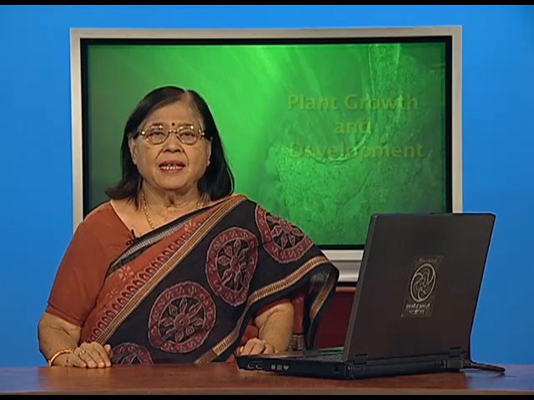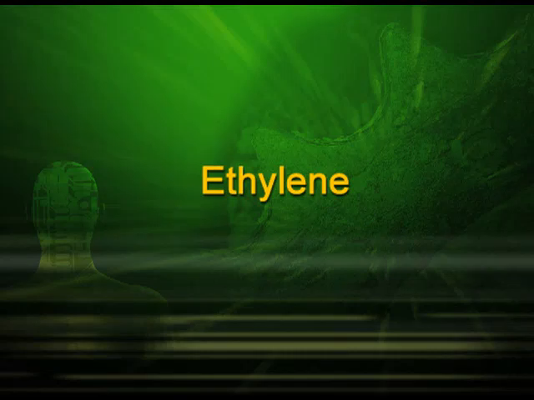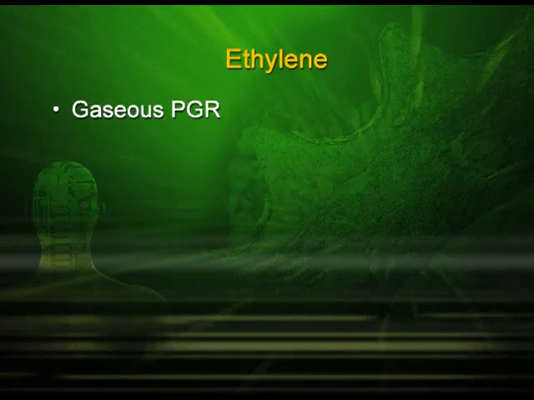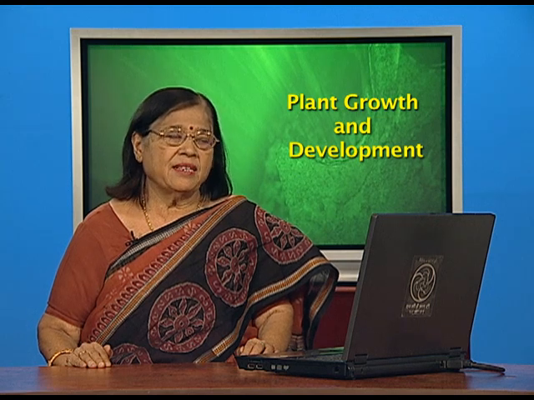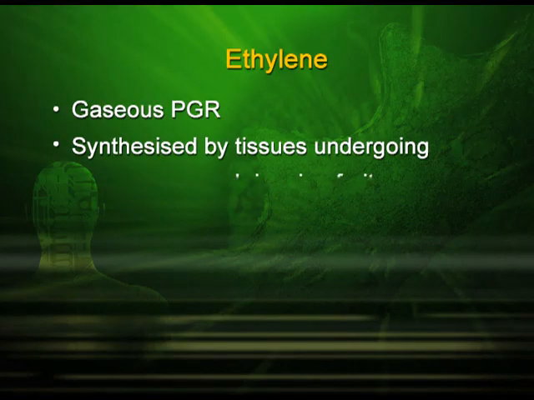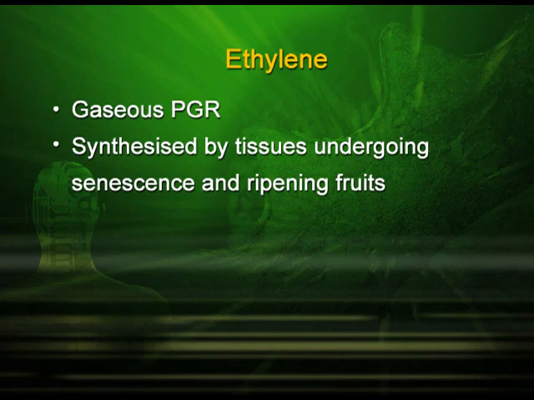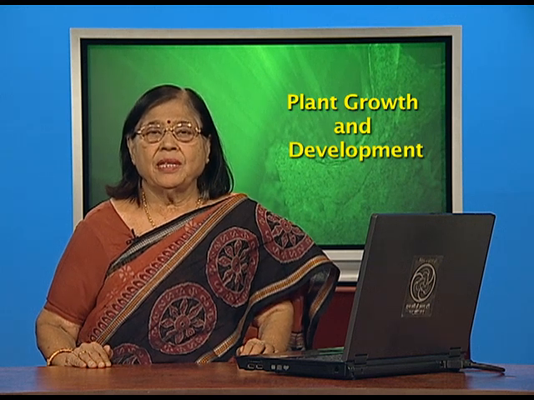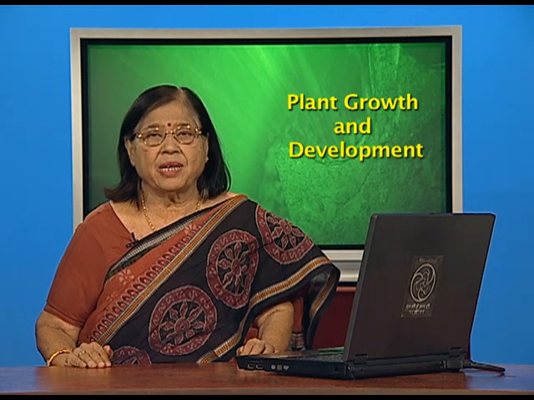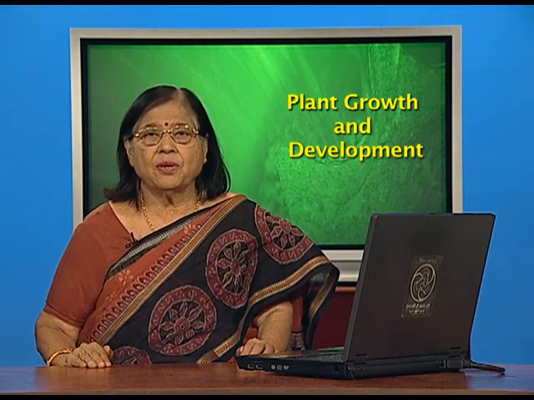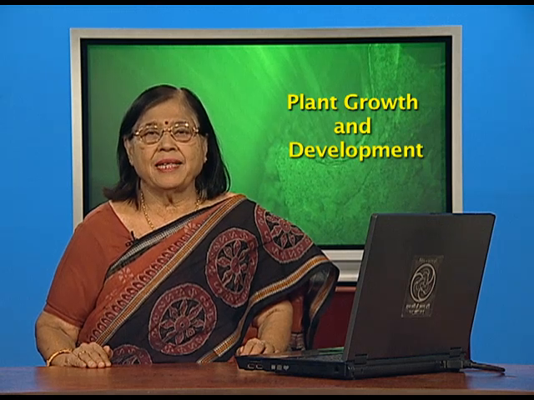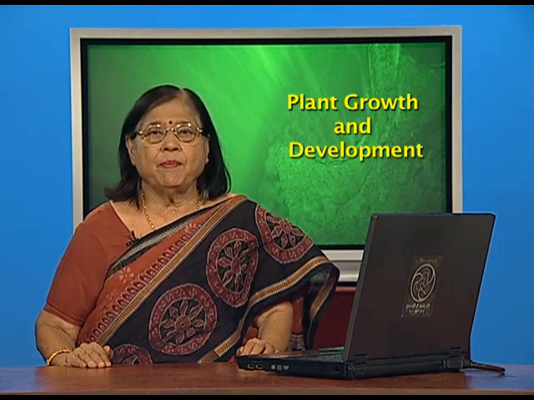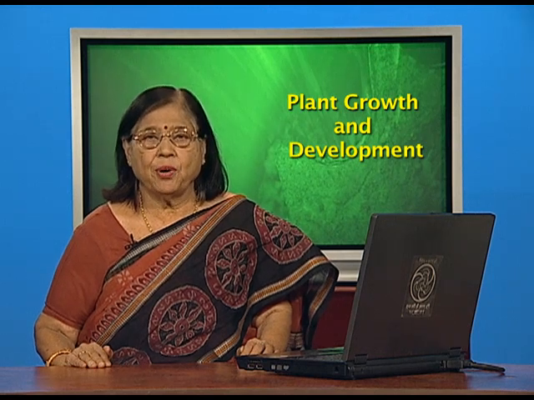Dear students, in this session, we are continuing with plant growth regulators, and now we discuss ethylene, which is a gaseous PGR. It is, of course, gaseous in nature, and it is synthesized by tissues undergoing senescence and ripening of the fruits. Before we go into detail, students, I would like you to know that ethylene is a PGR which falls in both the categories, the one which promotes growth and the one which inhibits growth. That means it has a dual role and it plays different roles at different points.